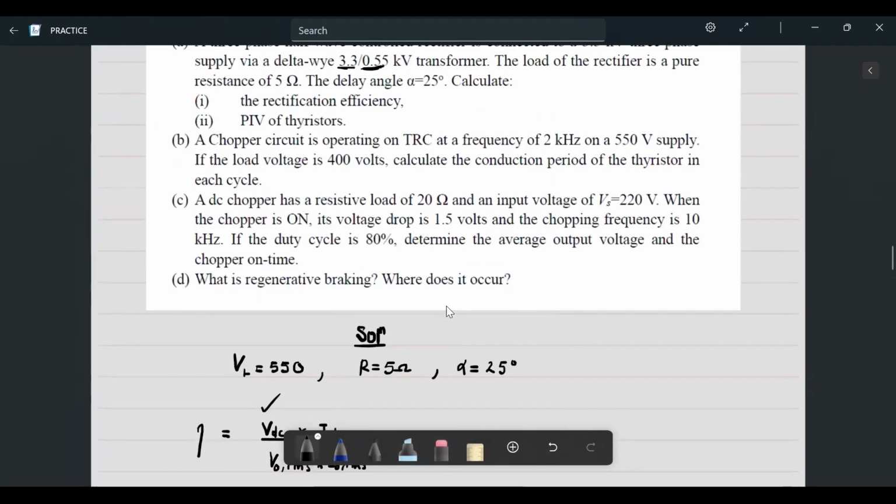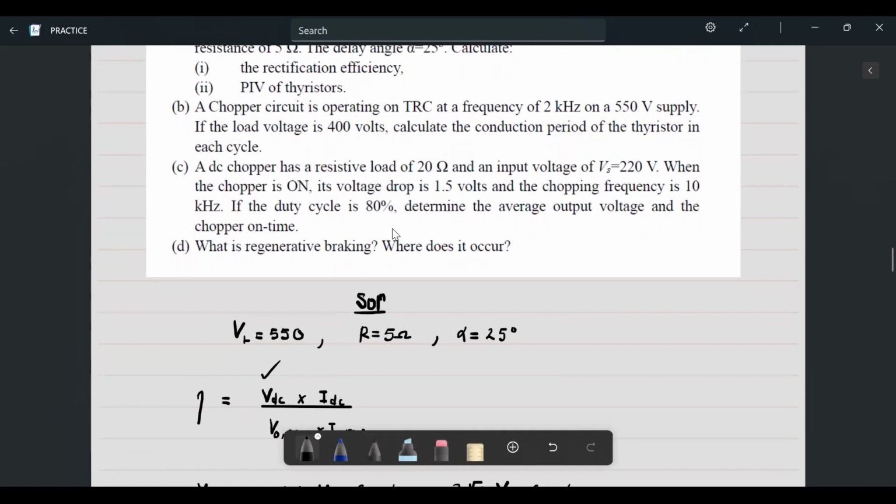Let's look at the next question. The next question says a DC chopper has a resistive load of 20 ohms and an input voltage given. When the chopper is on, its voltage drop is 1.5 volts and the chopping frequency is 10 kilohertz. If the duty cycle is 80%, determine the average output voltage and the chopper on time.